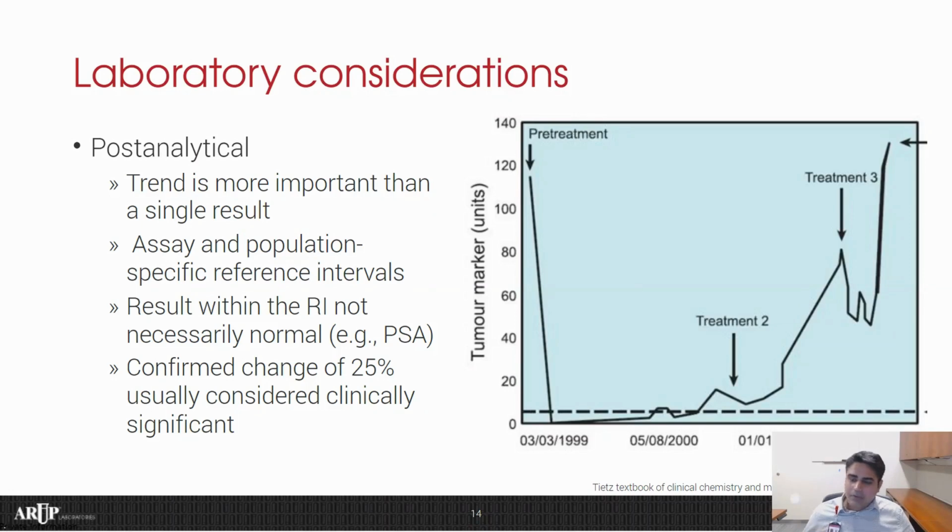And the last point here is what amount of change is considered clinically significant. So usually a change up or down of 25% is usually considered clinically significant. However, there are more studies that need to be done, each specific for individual tumor markers.